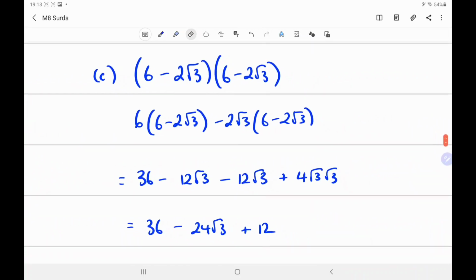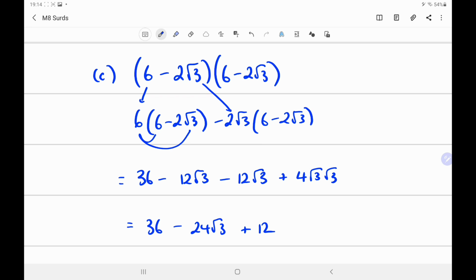Part C, it's the same bracket multiplied by itself, 6 minus 2 root 3, squared. So I have split the first bracket, 6 and minus 2 root 3, and multiplied by the second bracket. 6 6s are 36. 6 times minus 2 root 3 is minus 12 root 3. Minus 2 root 3 times 6 is minus 12 root 3. And the last one, two negatives make a positive. Minus 2 root 3 times minus 2 root 3 is a positive 4 root 3 root 3. So this last part becomes 4 times 3. Because root 3 multiplied by root 3 is 3.